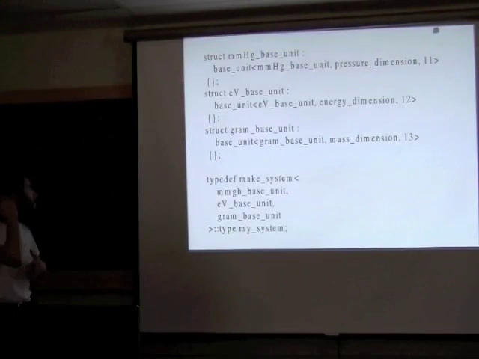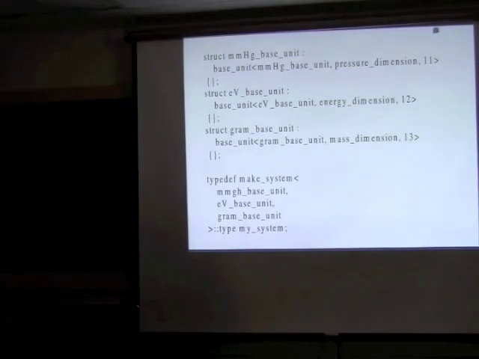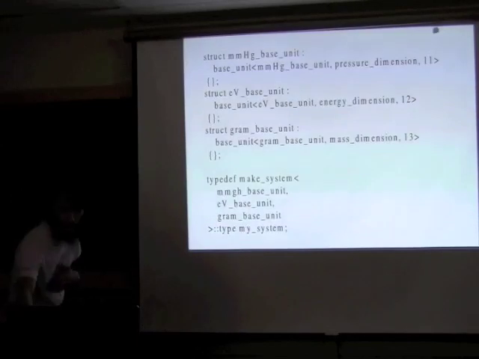So here is an example of creating a system. This is kind of a weird system. Pretty much the library doesn't care. You can pick any base units you want, no matter how weird. It just doesn't care what you do. So here we're using millimeters of mercury, electron volts, and grams. We use the make system metafunction, which is just variadic. I think it's up to 10, but it will eventually be fully variadic. And that creates a system.